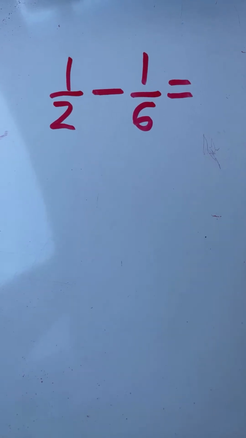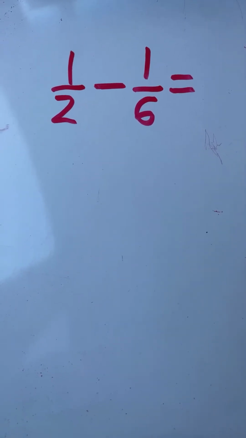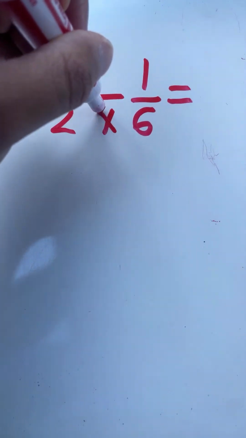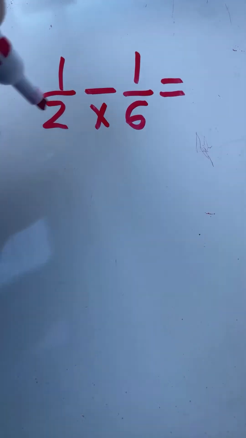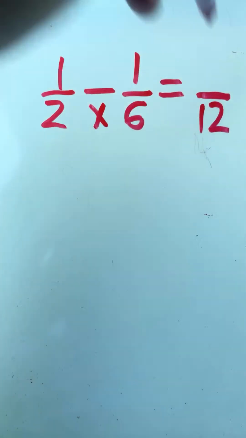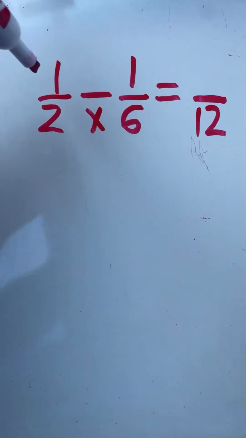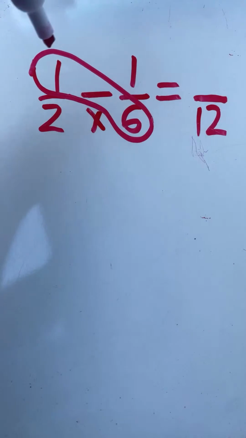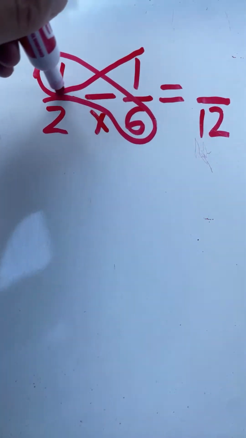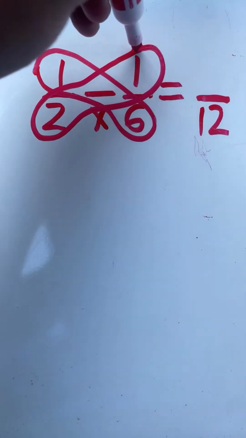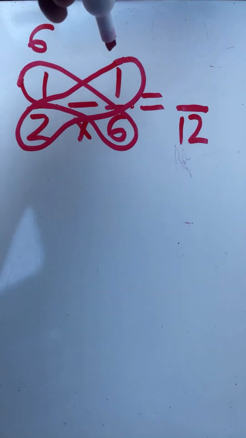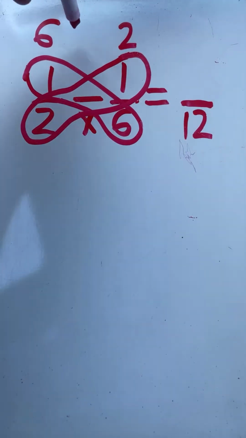Alright, we got 1/2 minus 1/6. So step 1, we got to multiply our two separate denominators to get a common denominator. 2 times 6 equals 12. Next, we cross multiply. We have to multiply each numerator times the opposite denominator. So we multiply 1 times 6, and we're going to multiply 2 times 1. 1 times 6 equals 6. 2 times 1 equals 2.